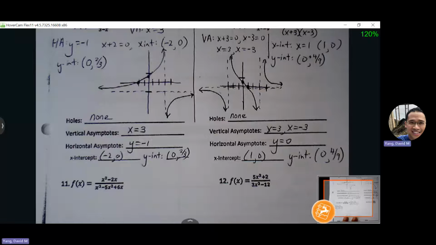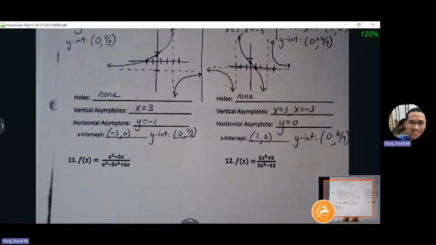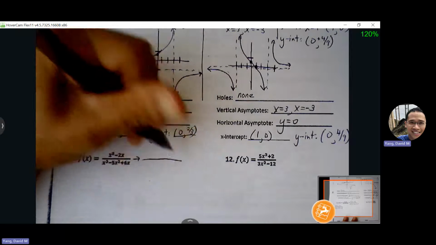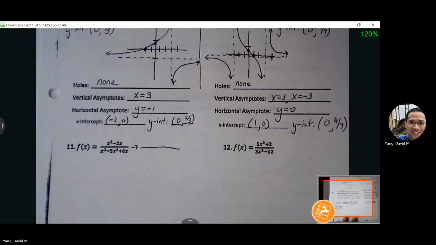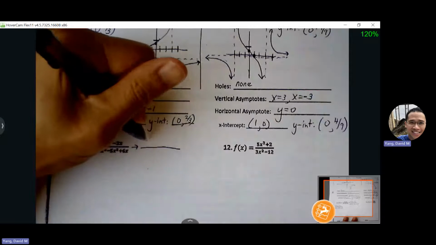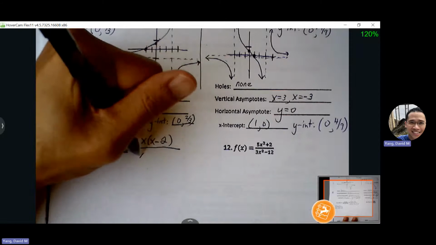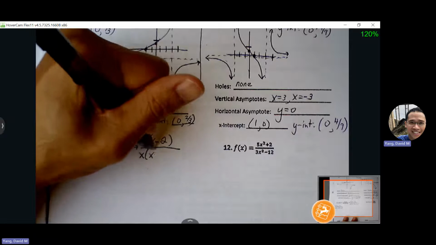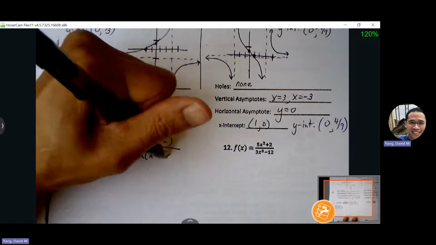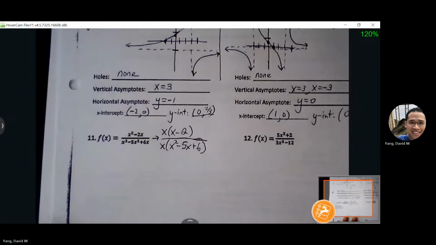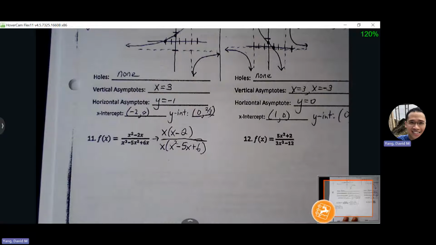All right, let's see if we can work through 11 and 12. Can we factor parts of the numerator and denominator here? Okay, numerator, there's a factor of what? GCF of x. Denominator, I'm going to take an x out, and then we can look at trinomial factoring. Multiplies to be 6, adds to be -5.